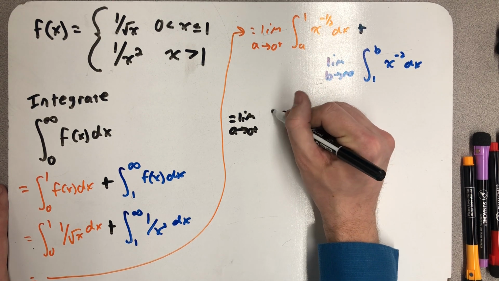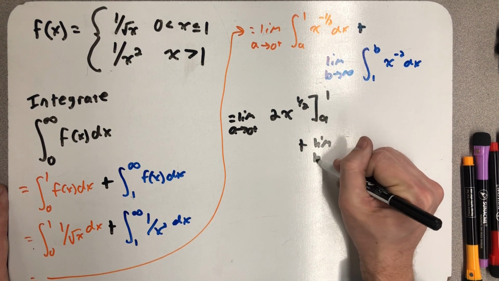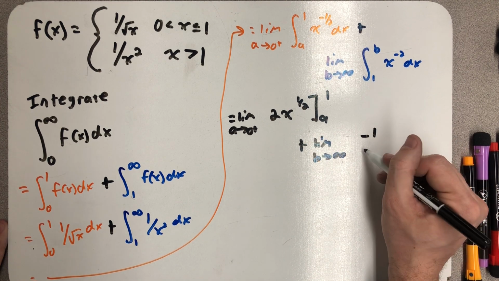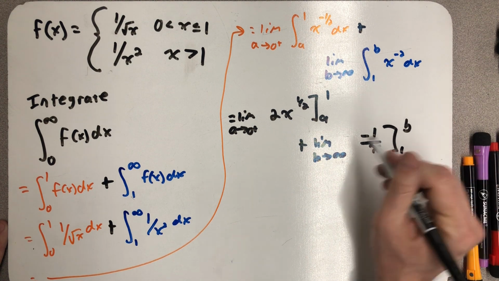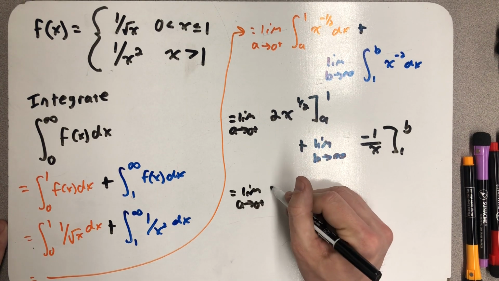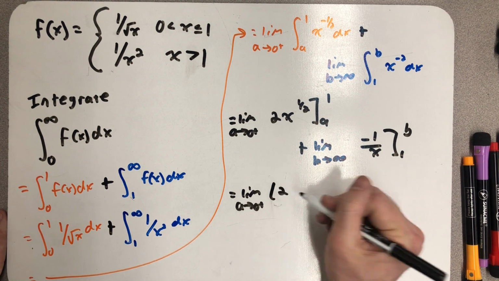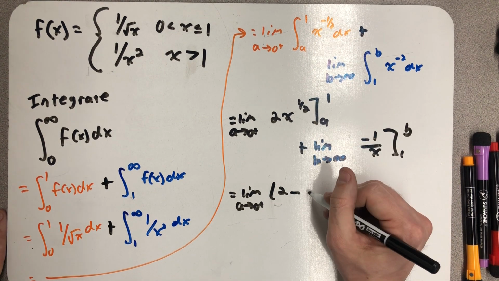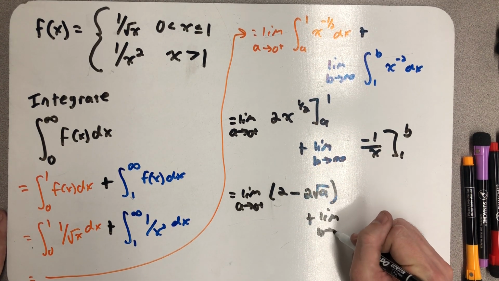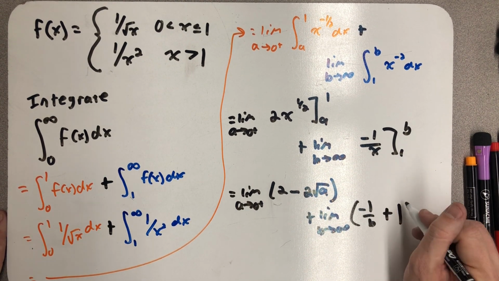Add 1 to the exponent, divide by the new exponent, and evaluate from a to 1. And then finally, the limit as b approaches infinity, and do the same thing. I actually end up with a minus 1 over x, evaluated from 1 to b. Plug in a 1 first, we'll get out a 2, minus what happens when I plug in an a, I get 2 root a. Plus a limit as b approaches infinity, minus 1 over b, minus a minus 1, so a plus 1 there.